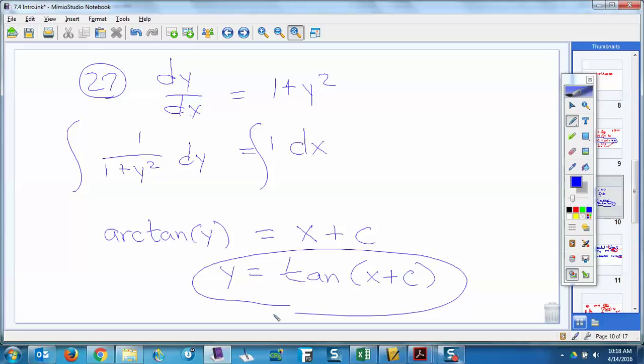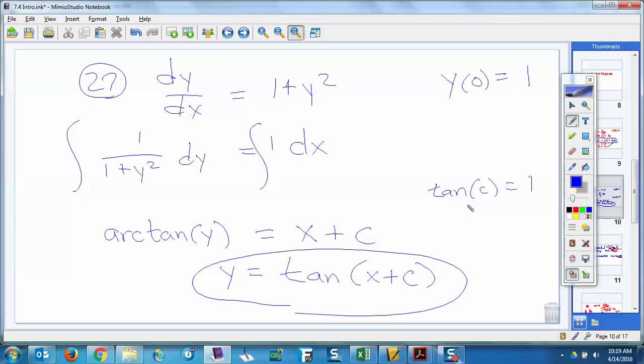Now, if they would have given you an initial condition, it probably would have looked something like this. They probably would have said, let me just give you one. Let's say y of 0 equals, let's say it was that. Well, so you might have to do some trig to this. You do have a calculator on the quiz next week, though, so you could do that on your calculator. But if we put a 0 in here for x, we get tangent of c equals 1.